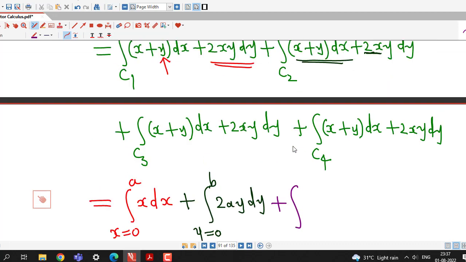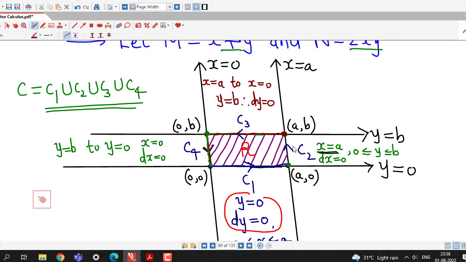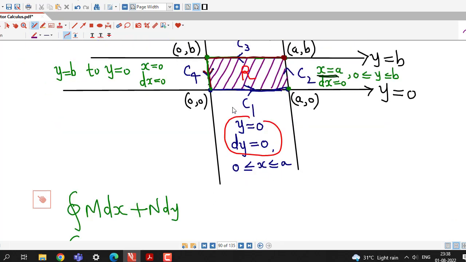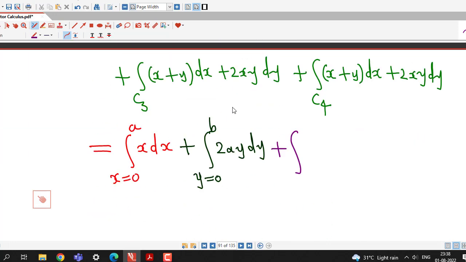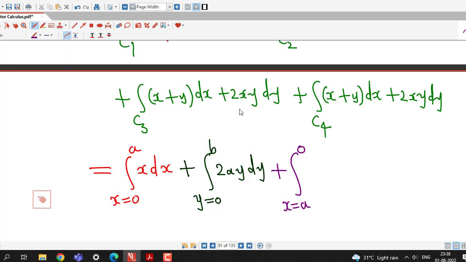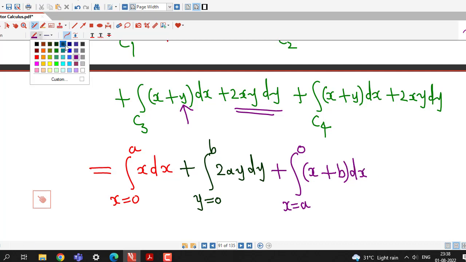Now we go for C3. So along C3 we have y equal to constant, therefore dy is 0. So dy is 0, y equal to b, x is from a to 0. So first we write limits for x, x is from a to 0 and dy is 0, therefore this part is 0, and y is b. So here we have x plus b dx, and finally we write for C4.